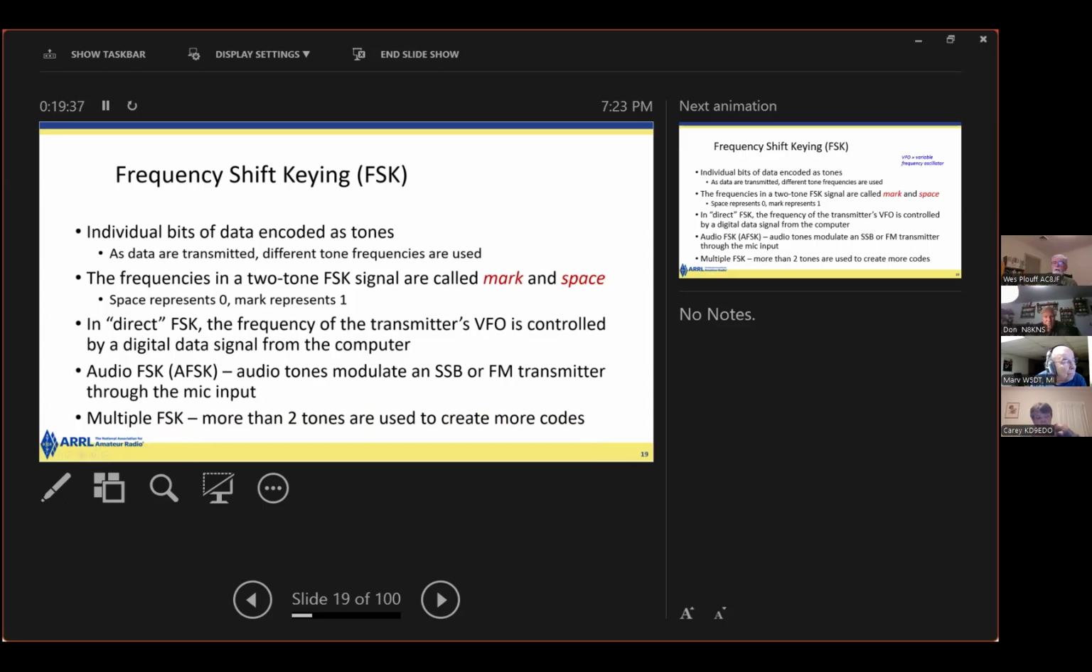You can also have multiple FSK signals. I'm going to get a little bit wonky here and say you can use more than one audio carrier, which is to say you can use two different sets of tones, and each tone has a different mark and space frequency, or a different frequency representing one and zero. So when you have multiple audio carriers, you can send multiple bits per baud, or multiple bits per symbol.